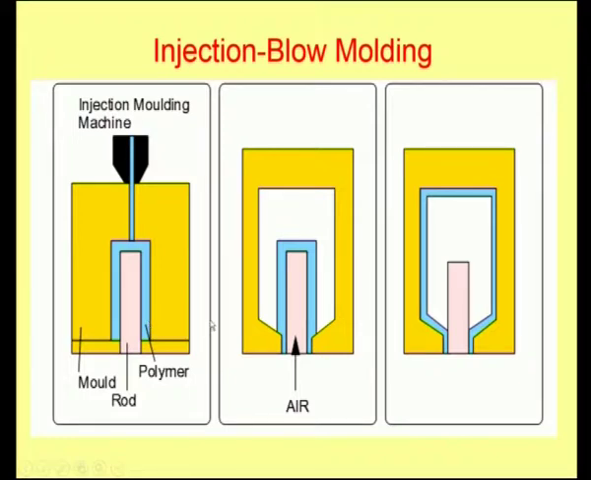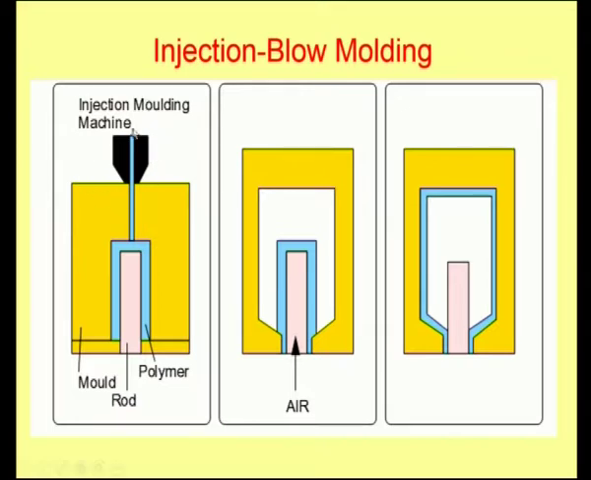Now, you have provisions for the rod to get inside. According to the product size, this rod could be moved in or out, and then the next stage is passage of air to the parison, and now it is inflated. Now, this blue colored shaded region is the resin. It comes in contact with the surface of the mold. Now, it gets solidified and the product is formed.